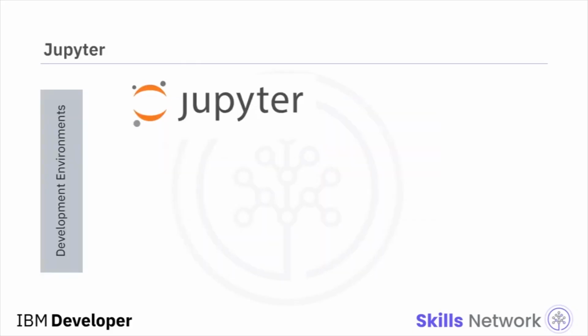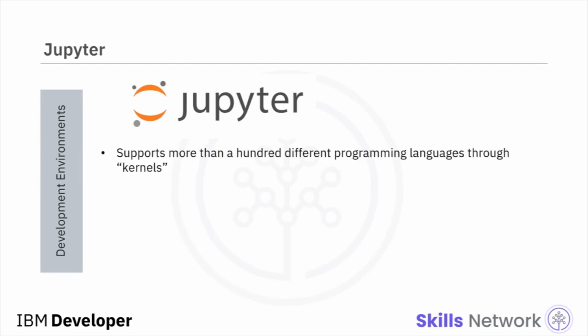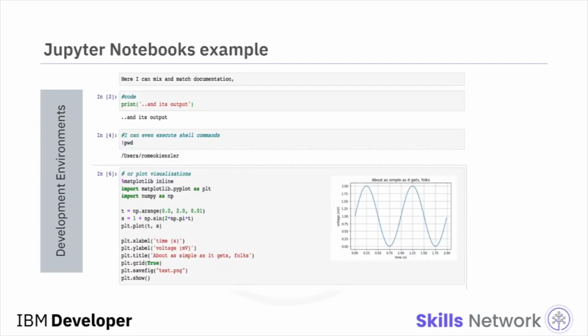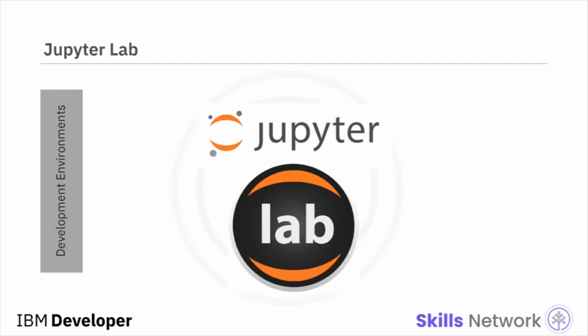Currently, the most famous development environment data scientists are using is Jupyter, which emerged as a tool for interactive Python programming. Jupyter now supports more than 100 different programming languages through kernels. This encapsulates the execution environment for different programming languages. A key property of Jupyter Notebooks is to unify documentation, code, output from code, shell commands, and visualizations in a single document.